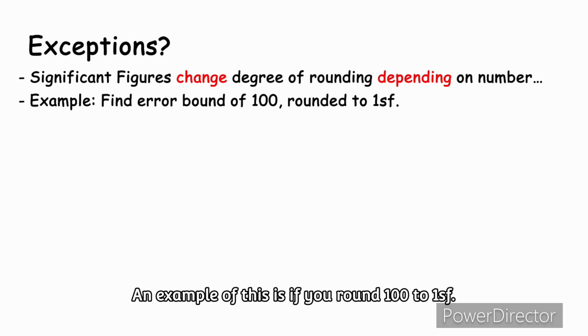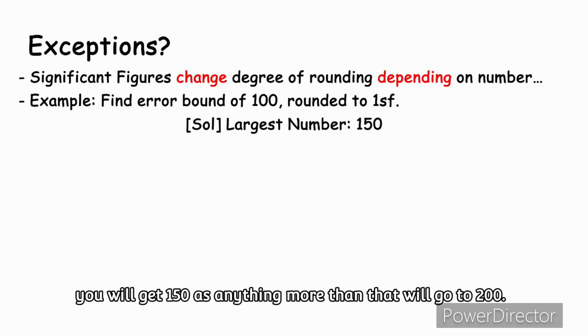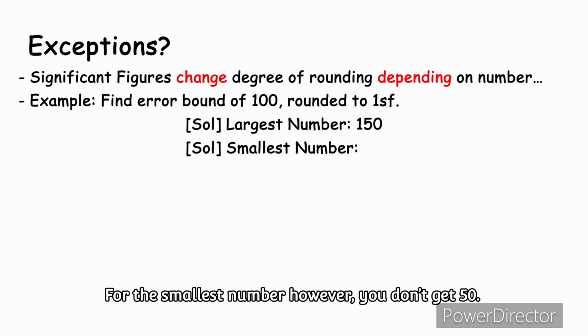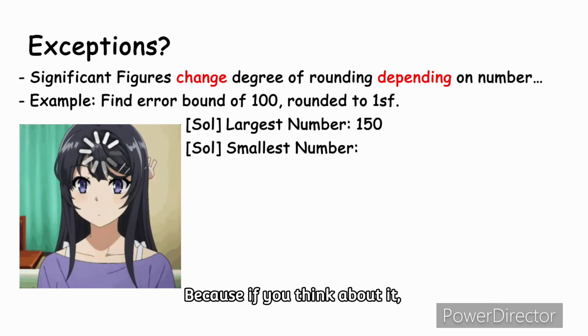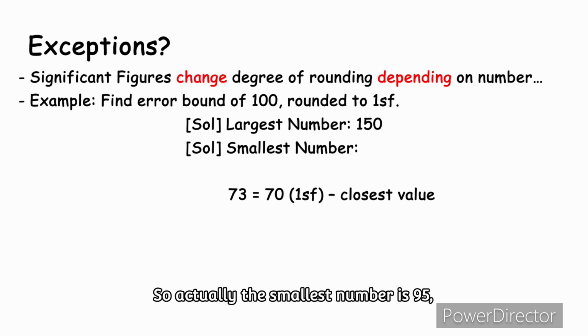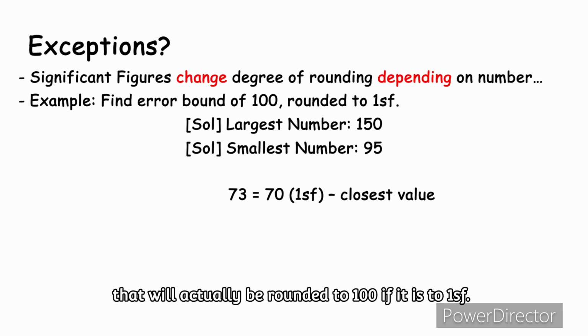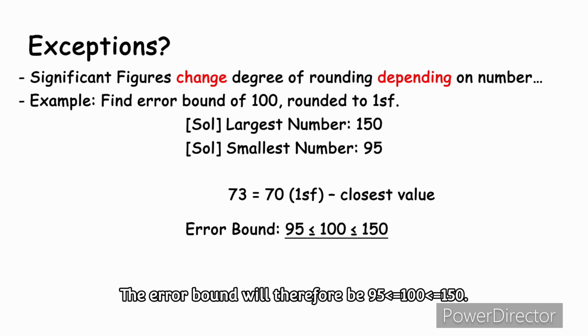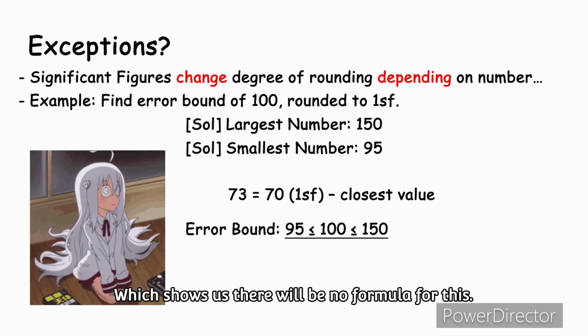An example of this is if you round 100 to 1 SF. For the largest number, you will get 150, as anything more than that will go to 200. For the smallest number, however, you don't get 50. Because if you think about it, a number like 73 doesn't get 100 as its closest 1 SF number, but gets 70 instead. So actually, the smallest number is 95, which will be rounded to 100 at 1 SF. The error bound will therefore be 95 ≤ 100 ≤ 150, which shows us there will be no formula for this.